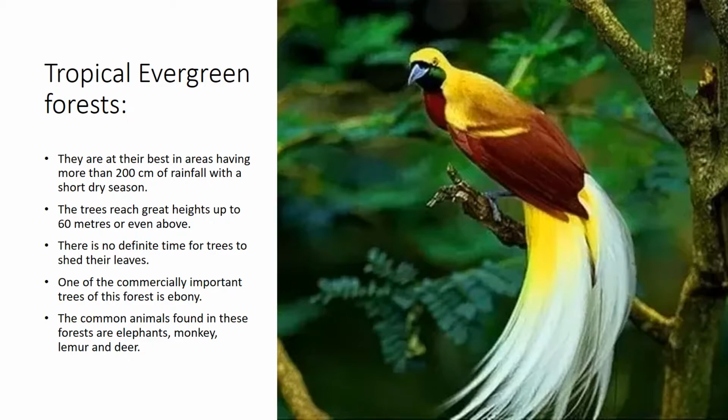Now let us learn about the tropical evergreen forests. They are at their best in areas having more than 200 centimeters of rainfall with a short dry season. The trees reach great heights up to 60 meters or even above. There is no definite time for trees to shed their leaves. One of the commercially important trees of this forest is ebony. The common animals found in these forests are elephants, monkey, lemur and deer.